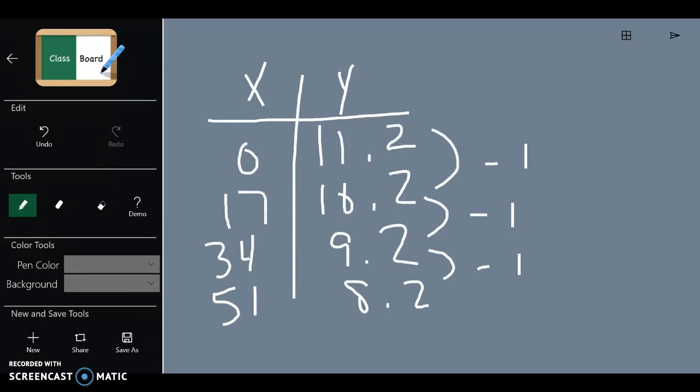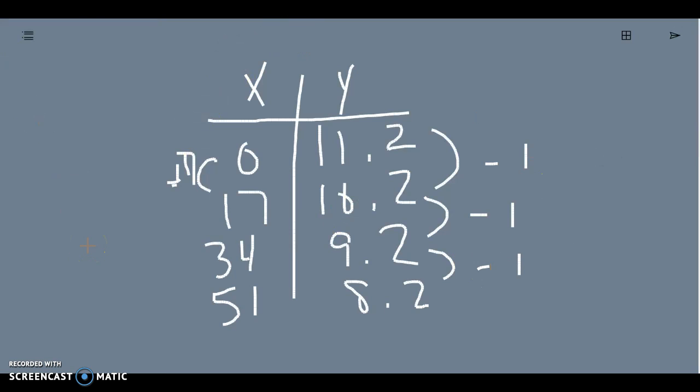So far it's looking linear because there's a constant rate of change, but we need to also check the x. So here I am increasing by 17. Excuse my writing. Let me move this. And so here I'm also adding 17, and here I'm also adding 17. So it's a constant rate of change, so therefore it is a linear function. And the constant rate of change looks like it'll be negative 1 over 17.